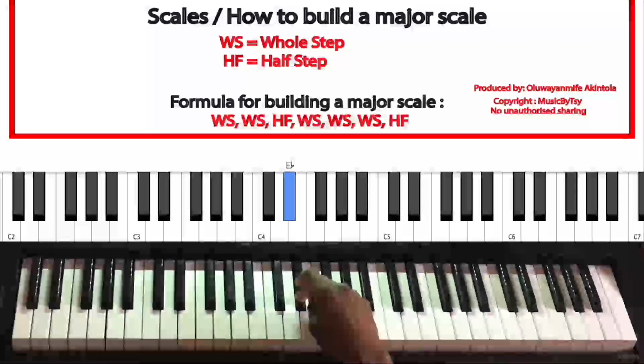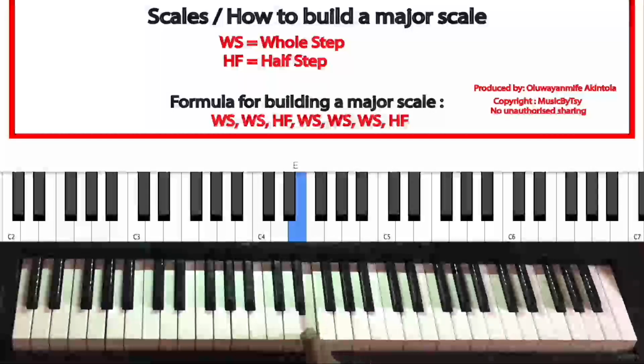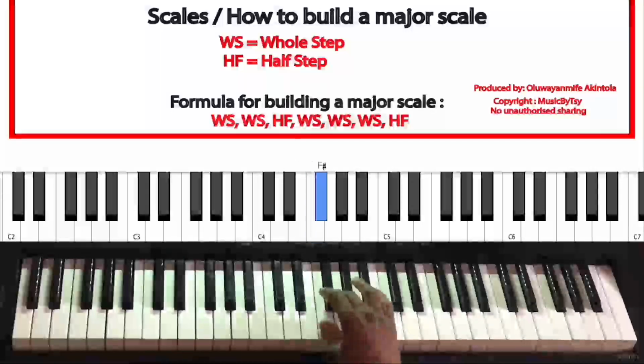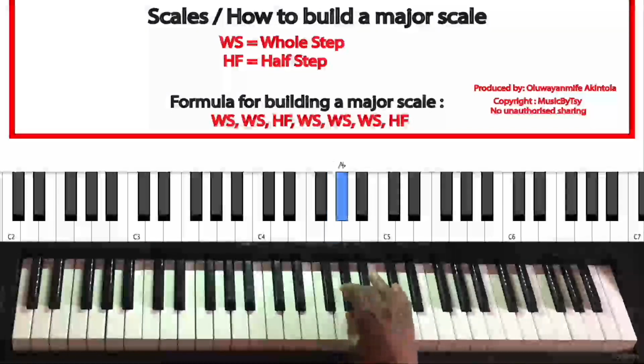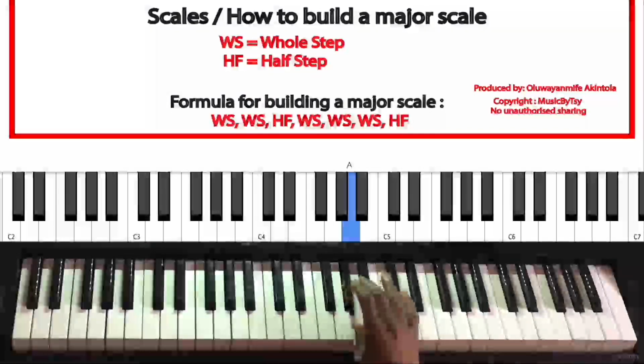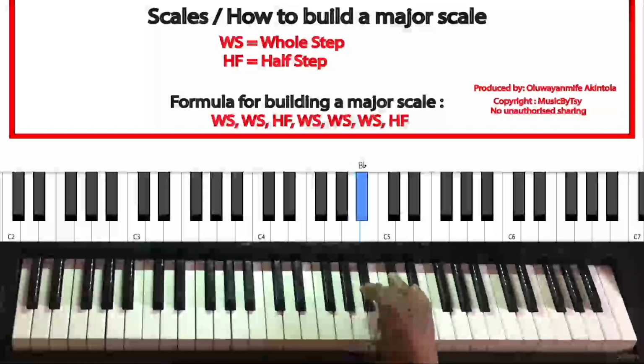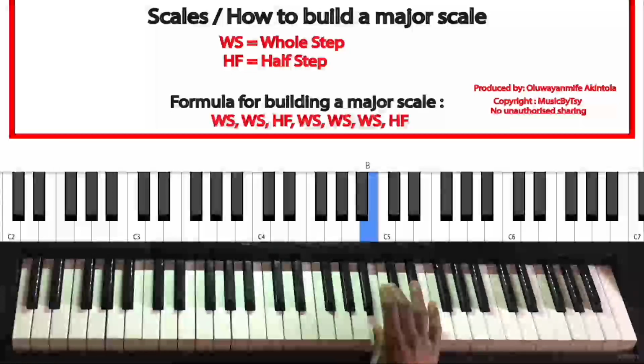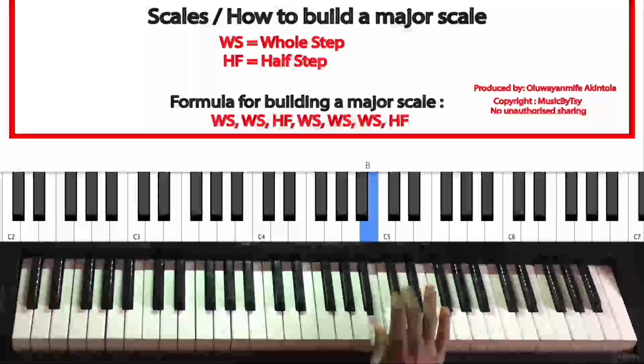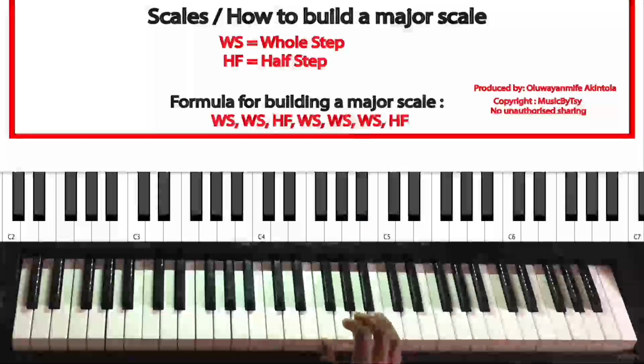We can use that same formula to build a C sharp major scale, and the D major scale, and the E flat major scale, and the E major scale, and the F major scale, and the F sharp major scale, and the G major scale, and the G sharp major scale, and the A major scale, and the B flat major scale, and the B major scale. So this formula works for every key.